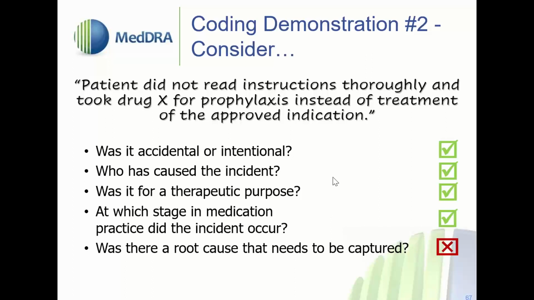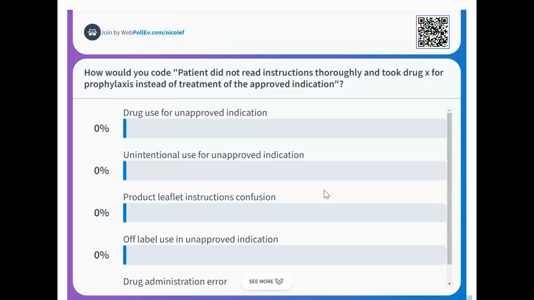So we know that the patient didn't read the instructions thoroughly, but we don't know why. Whether it was stressed, distracted, maybe they just didn't feel like reading it. You know, who knows? We do not know. So with that being said, how would you code patient did not read instructions thoroughly and took drug X for prophylaxis instead of treatment of the approved indication?